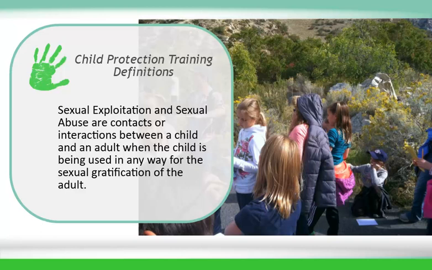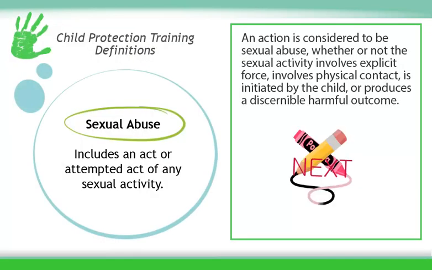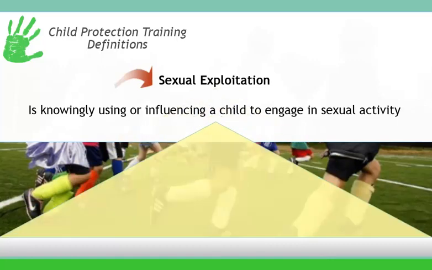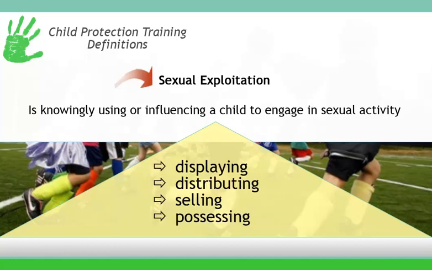Sexual exploitation and sexual abuse are contacts or interactions between a child and an adult when the child is being used in any way for the sexual gratification of the adult. Sexual abuse includes an act or attempted act of any sexual activity. Sexual exploitation is knowingly using or influencing a child to engage in sexual activity, including viewing pornography, for the sexual arousal of any person or for the purpose of photographing or recording the activity. Sexual exploitation also includes displaying, distributing, selling, or possessing child pornography.